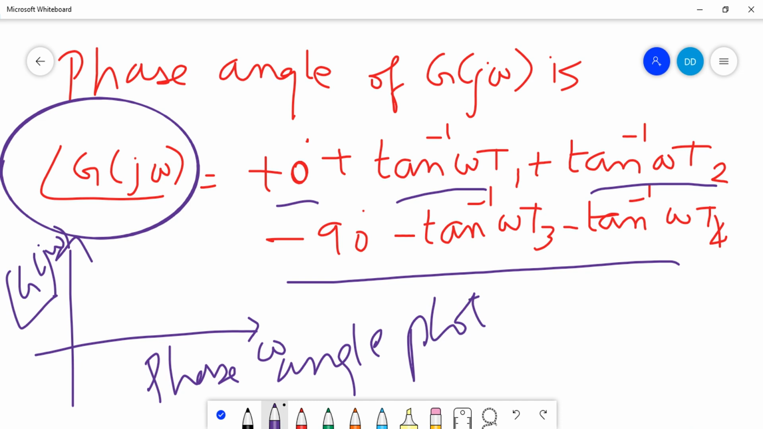So Bode plot comprises two plots. One is the magnitude plot and the other one is the phase angle plot. Magnitude plot is usually plotted in decibels, whereas for the phase angle, we consider the phase angle versus the frequency. This is how we plot the Bode magnitude plot and the Bode phase angle plot.